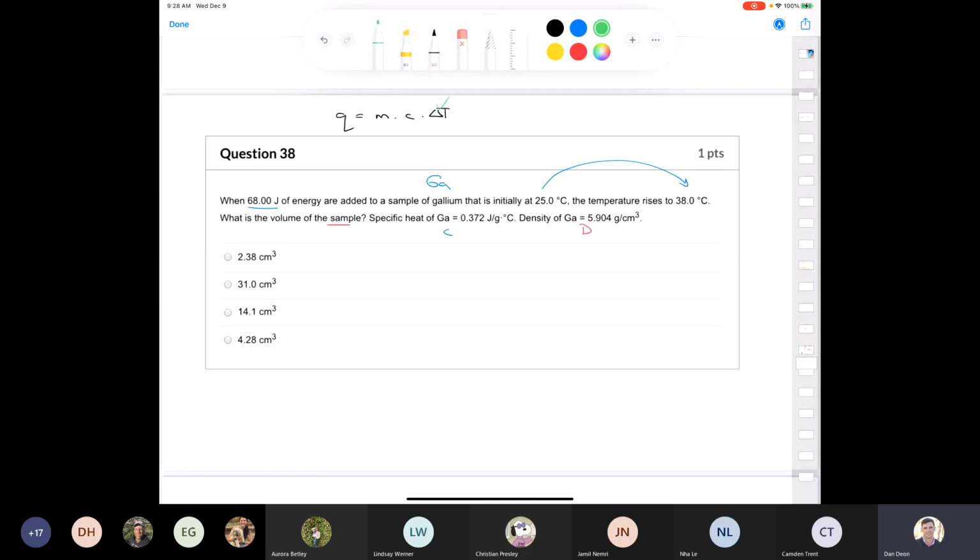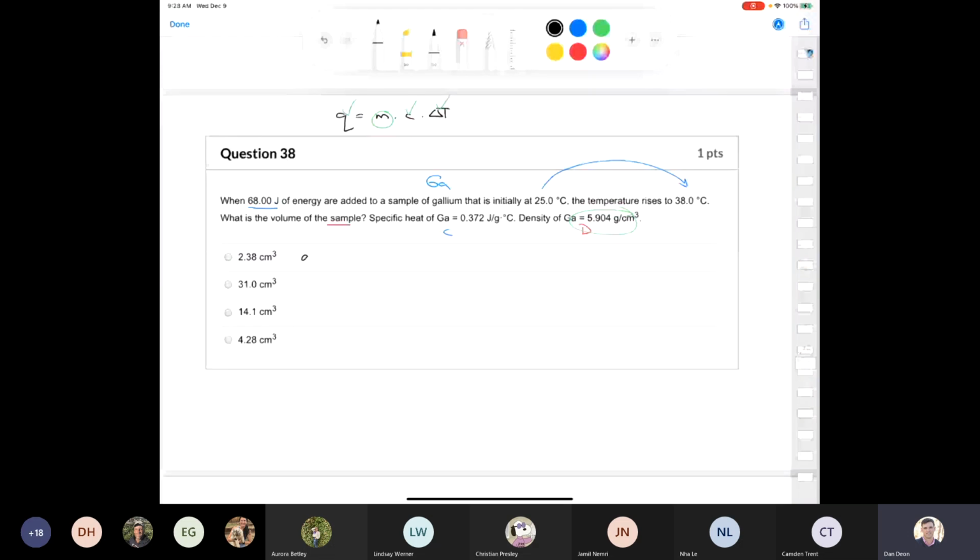Now we can figure out delta T. We have been given C and we've also been given Q, so we can solve for M. If we have the mass of a sample and we have its density, surely we can solve for its volume using density is equal to mass over volume, and rearranging that to volume is equal to mass over density. So let's start by solving for the mass of this sample.